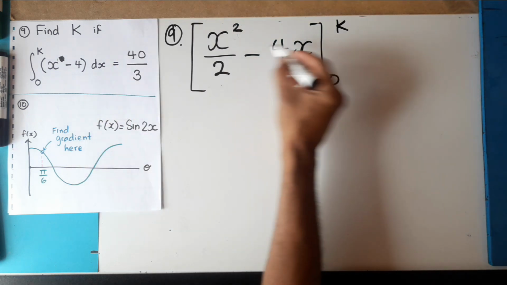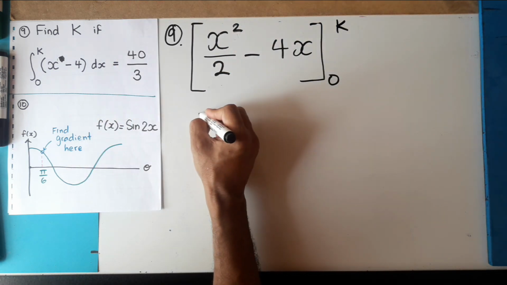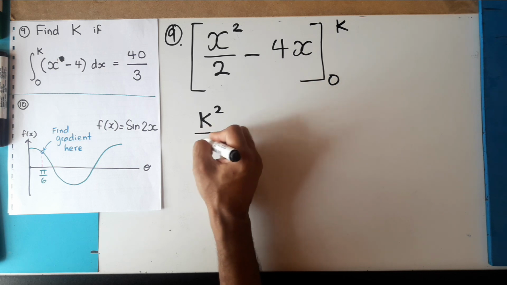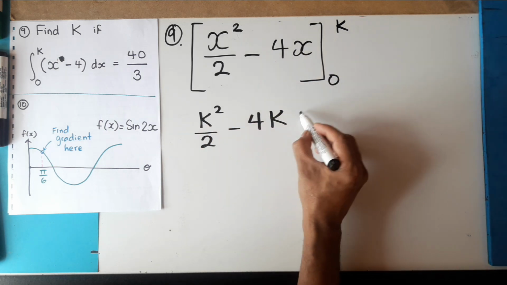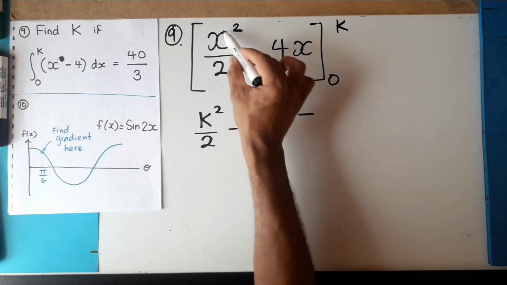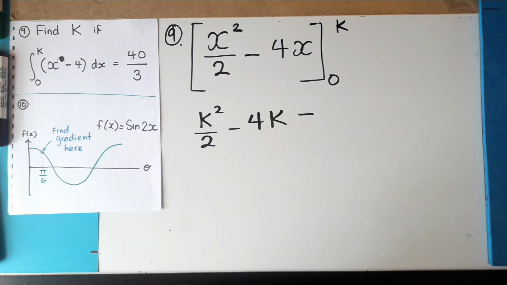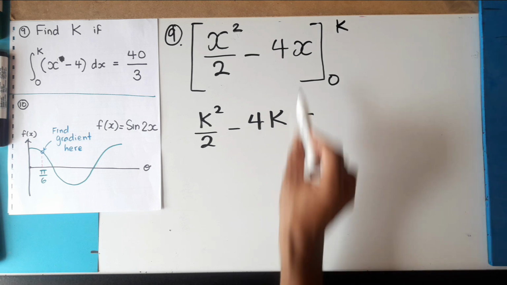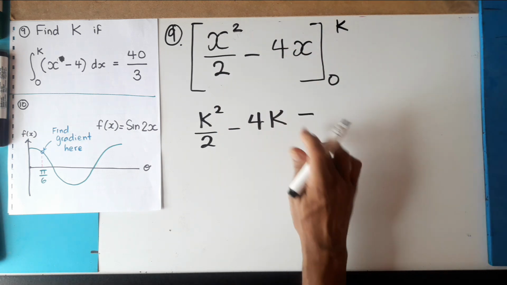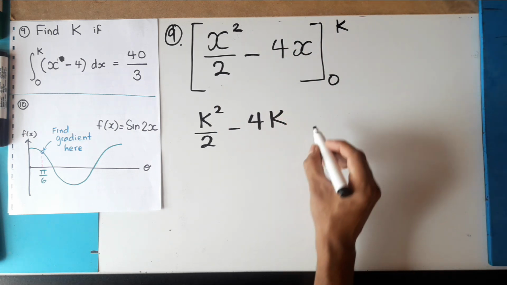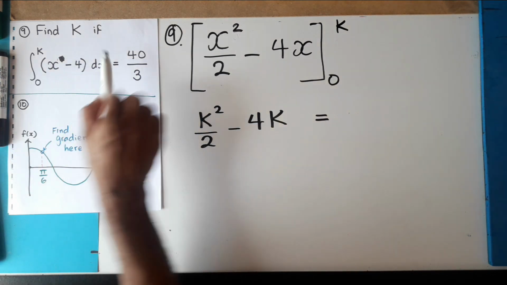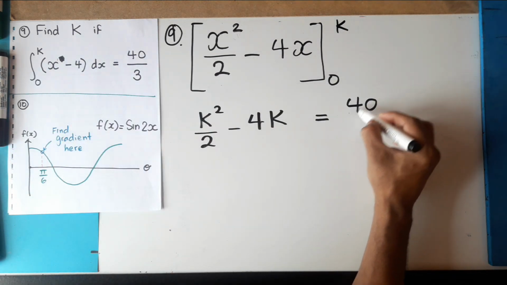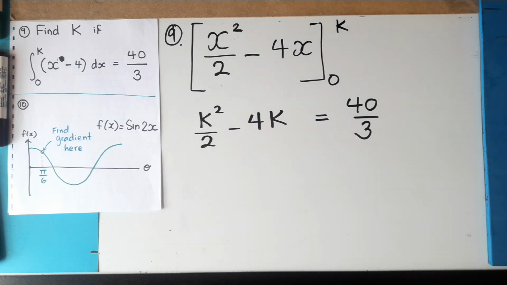So what we're going to do, replace both x's with k. So you'll get k squared on 2 minus 4k. And then we have to put a minus sign and then replace all the x's with 0. Now if we replace all the x's with 0, this whole thing is going to boil down to 0. So I'm not even going to bother to put it. The examiner said that when we integrate this, we're supposed to put it equal to 40 over 3. And we have to solve for k.